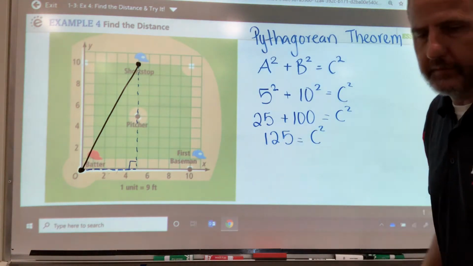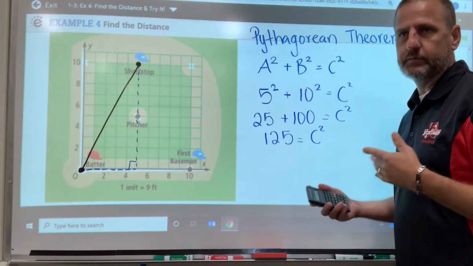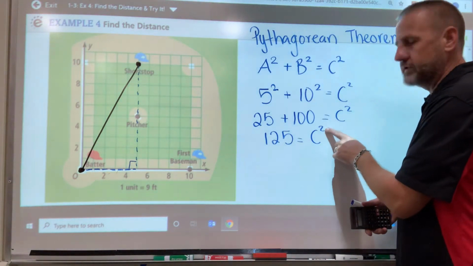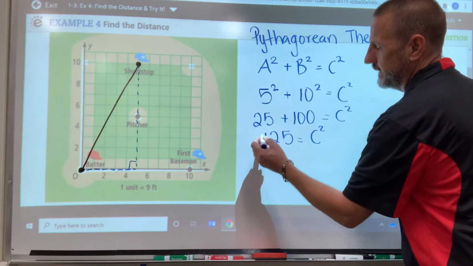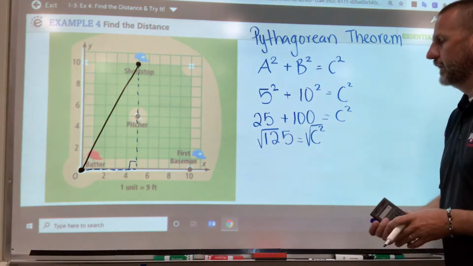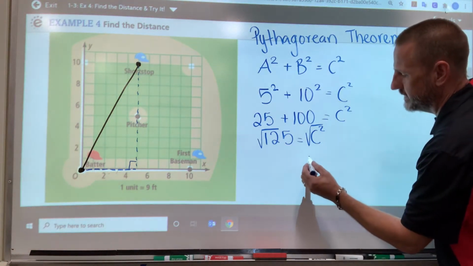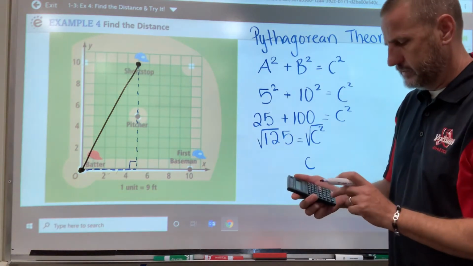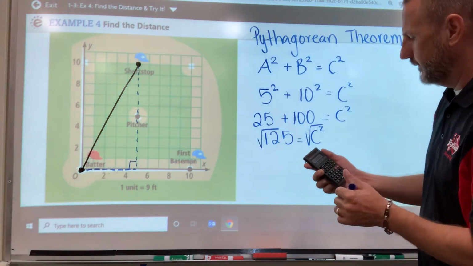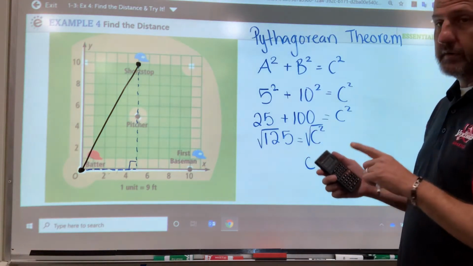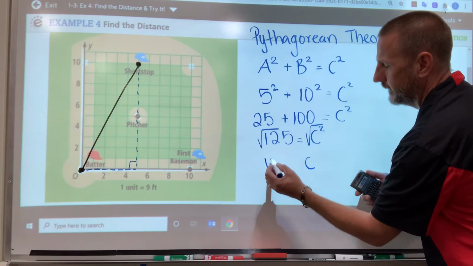Now, back in algebra, we went over this many, many times, and we always use an inverse operation. The inverse, for example, of adding is subtracting, and of multiplying is dividing. If I have a square, the inverse of squaring is the square root. So I'm going to undo this square by using a square root. The c squared will now just be c. Then I take 125 and use the square root button on my calculator, and it says to the nearest tenth, so I'm only going to use one decimal place. That's going to be 11.2.